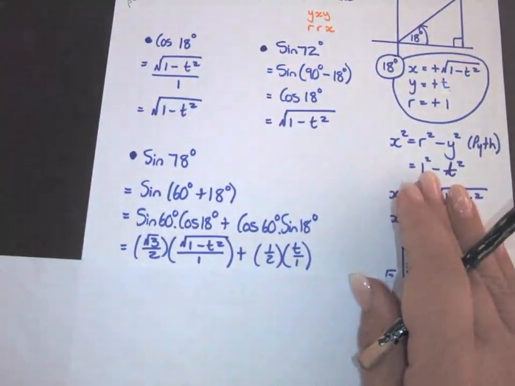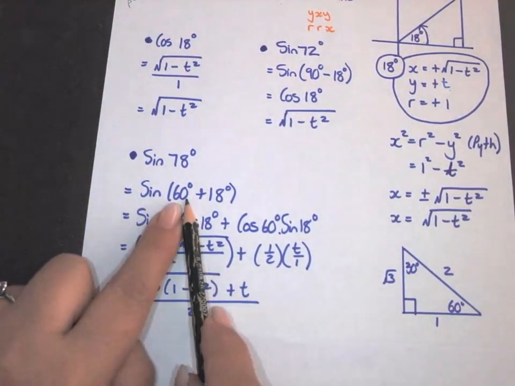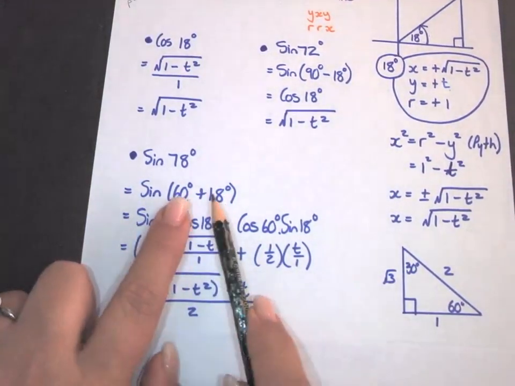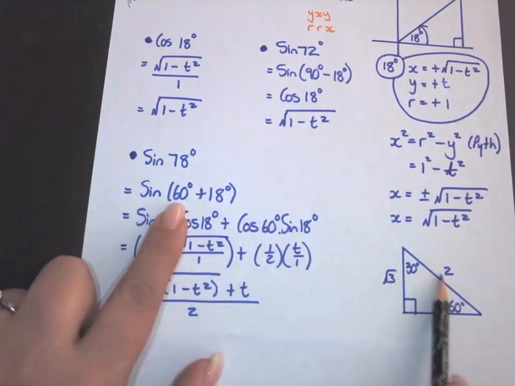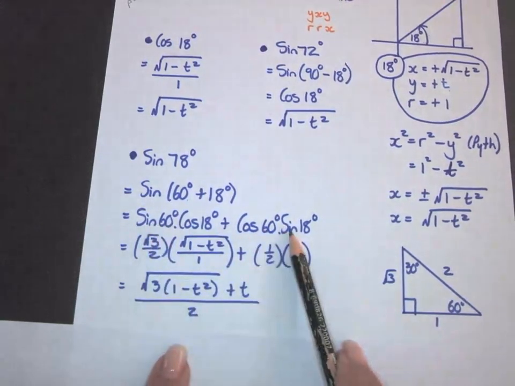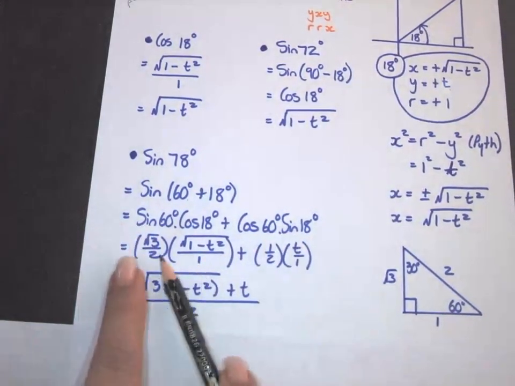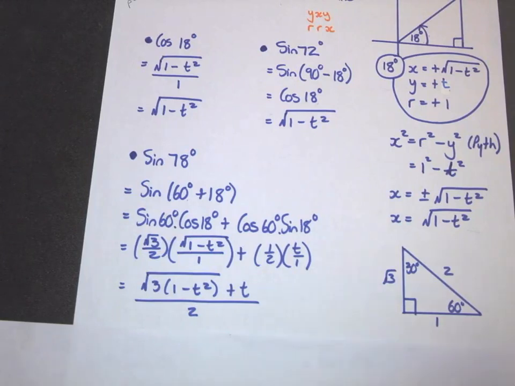Sine 78, compound angle, 60 plus 18. If you have a special angle in your sum, always draw your triangle. Expand the compound angle, fill in all your details, and get your answer. Minus 1 if you don't draw a triangle. Minus 1.